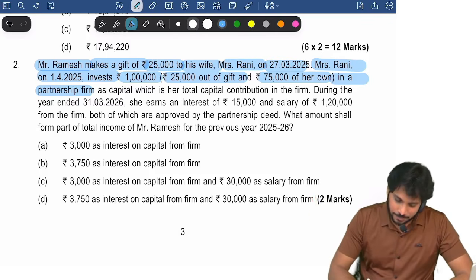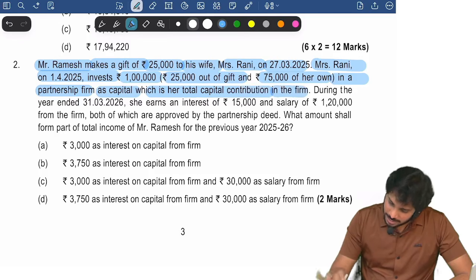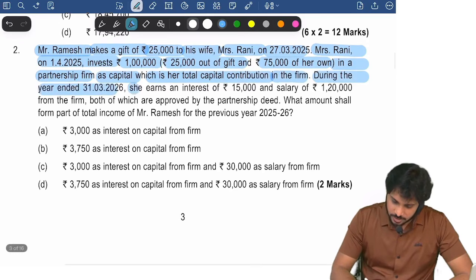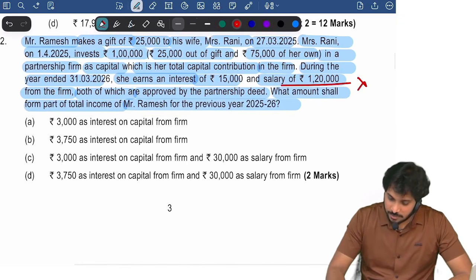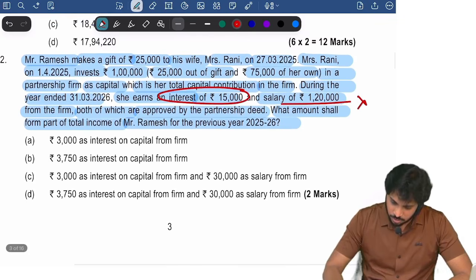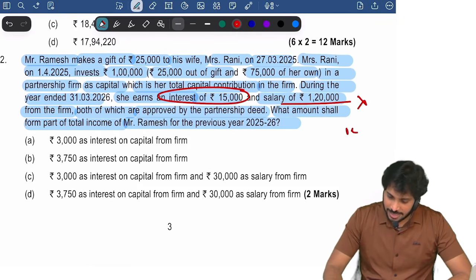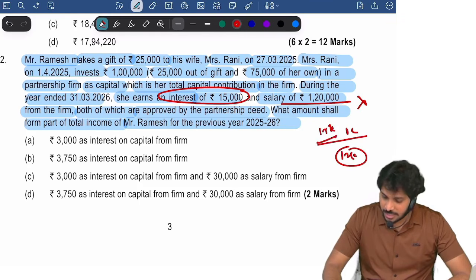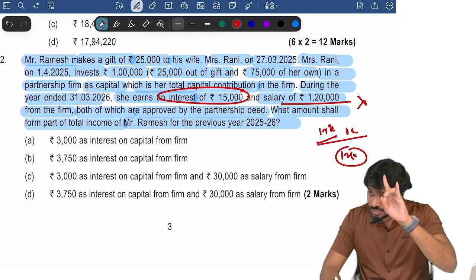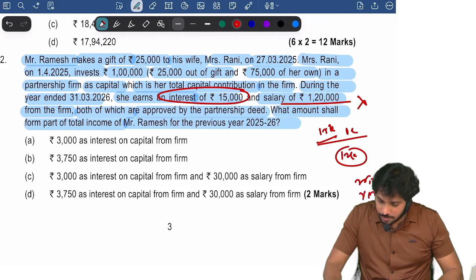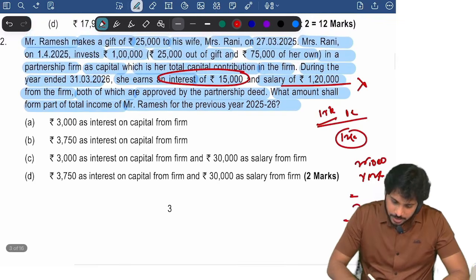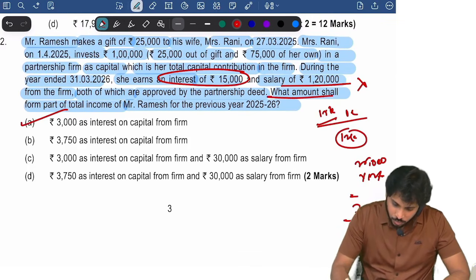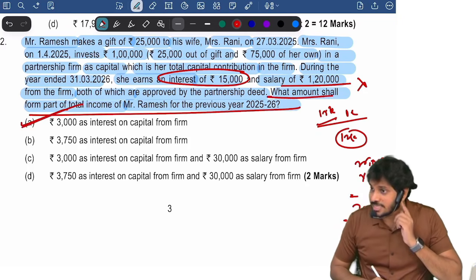Next, as part of total capital contribution during the year ended 31st March, she earns an interest of 15,000 and salary 1,20,000 from the firm, both approved by deed. What amount shall form part of total income of Ramesh? Salary will not be clubbed. Interest alone will be clubbed. That too, how much? Interest, 1 lakh is the capital. Firm paid 15k, but the firm will get deduction only for 12%. 25,000 into 12%, how much? 3,000. Only 3,000, as interest on capital. What amount shall be part of total income? Only that. Answer is A.